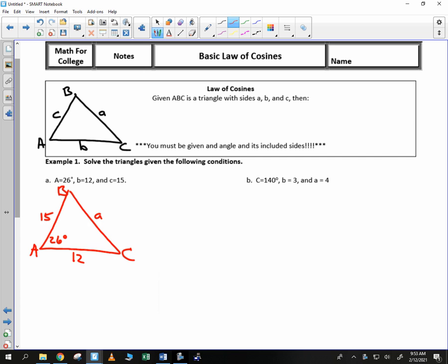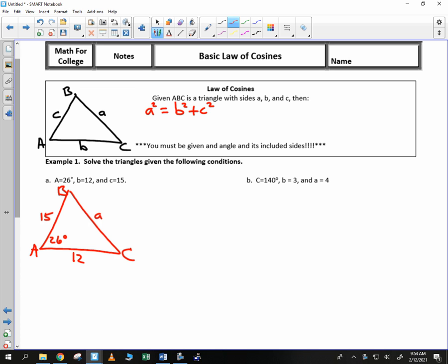When solving this triangle right here, you can't use the law of sines because you don't have an angle and its opposite side. But what you can do is use the law of cosines. And the law of cosines says that if you want to find a, we write a squared is equal to b squared plus c squared.